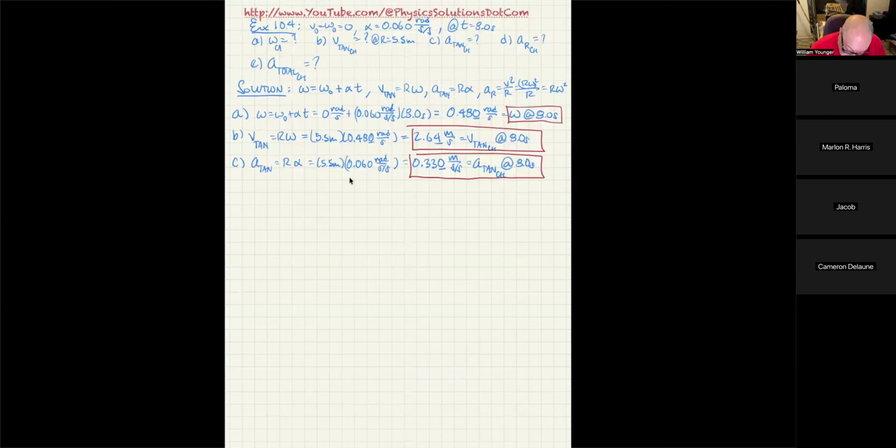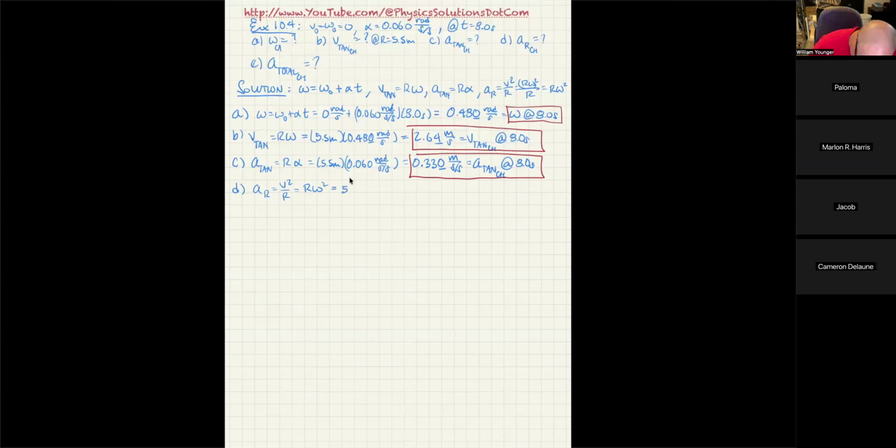Part D, they wanted the radial acceleration. So in this case, we're going to say D, and what we know is A radial is equal to V squared over R, but we also found out that that could be written as R omega squared, because V is R omega, and when you square that, that'd be R squared omega squared over R. One of the R's cancel out, and we just get R omega squared. And that is the better thing for us to use here. So I'm going to use that.